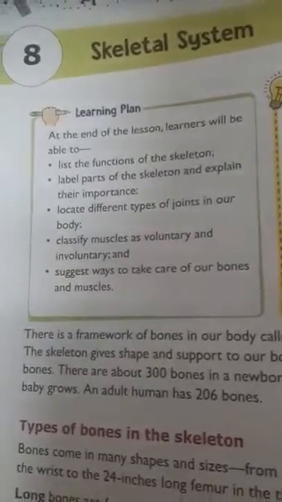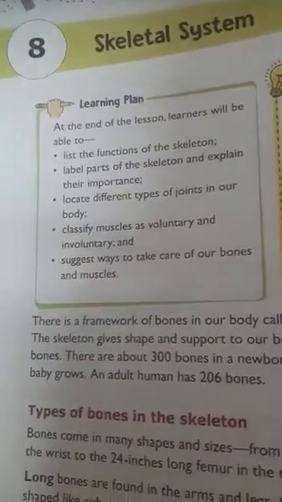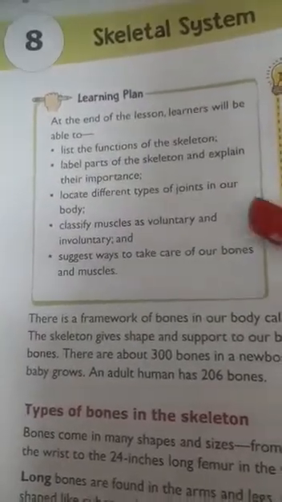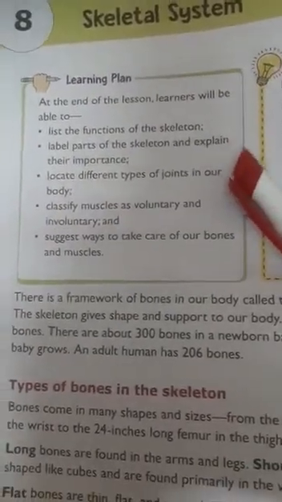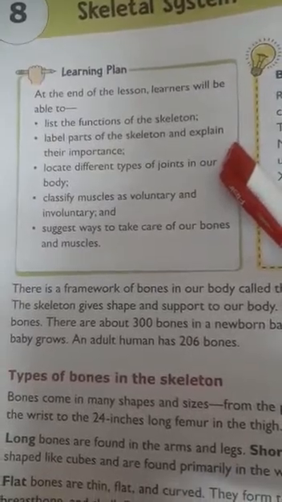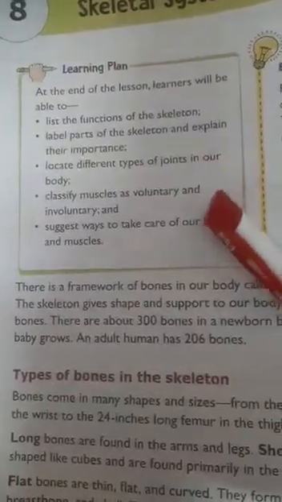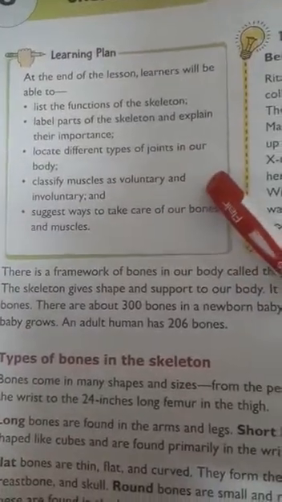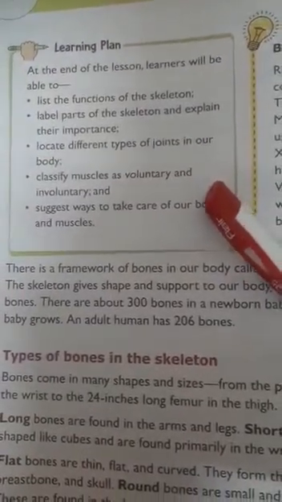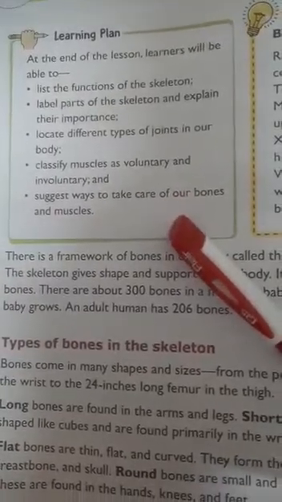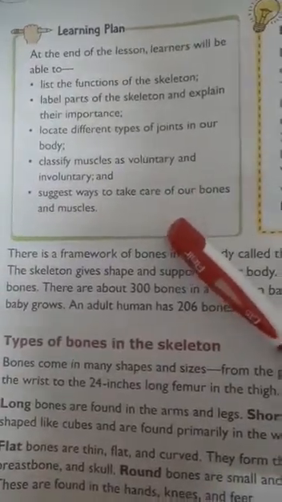This is lesson number 8, skeletal system. We are going to revise this briefly. At the end of this lesson, you will be able to list the functions of the skeleton, label the parts of the skeleton and explain their importance, and describe the types of joints in our body. You can classify muscles as voluntary and involuntary, and suggest ways to take care of our bones and muscles. So let's start our lesson.